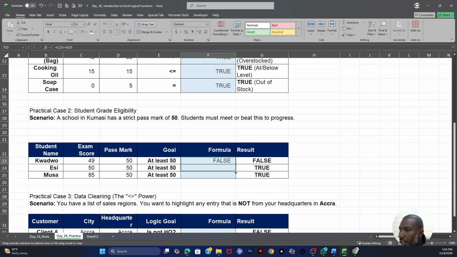The second one, so we can drag this one down. And then the second one is 50 greater than or equal to 50. So the answer is true. 85 is greater than 50. So the answer is true. So that is how we do the comparison.